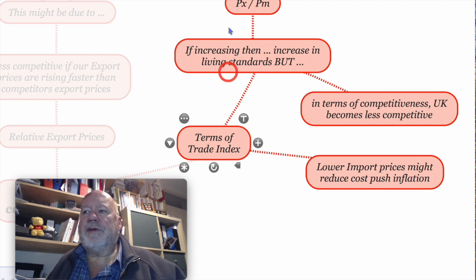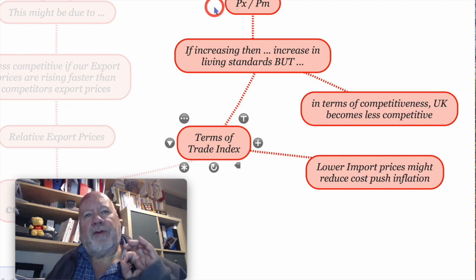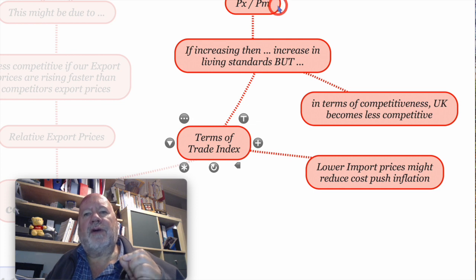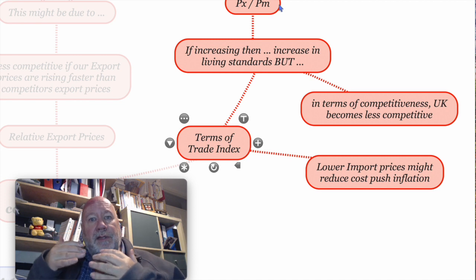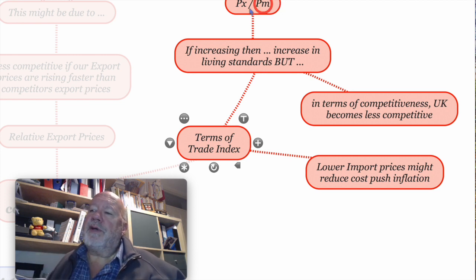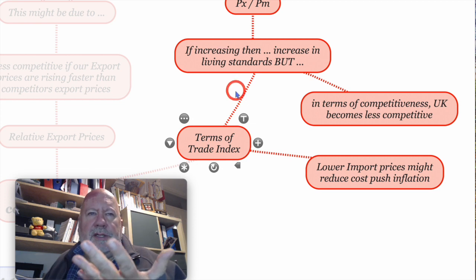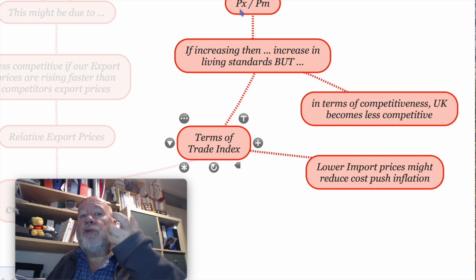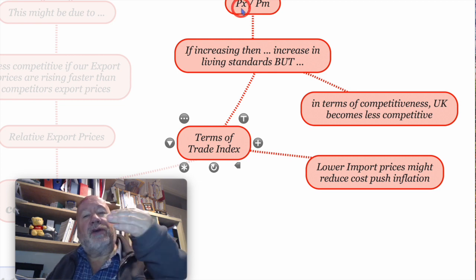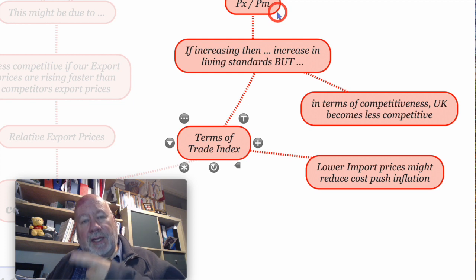And the Terms of Trade Index, if you remember, is the price of our exports divided by the price of our imports, an index number of export prices divided by an index number of import prices. But the argument when we did the Terms of Trade is that if that index is increasing, then there's an increase in our living standards, because if the price of our exports is going up and the price of imports is staying the same, let's say, then for every export we sell, we've got more money and we can buy more imports, or we could sell fewer exports to get the same number of imports.